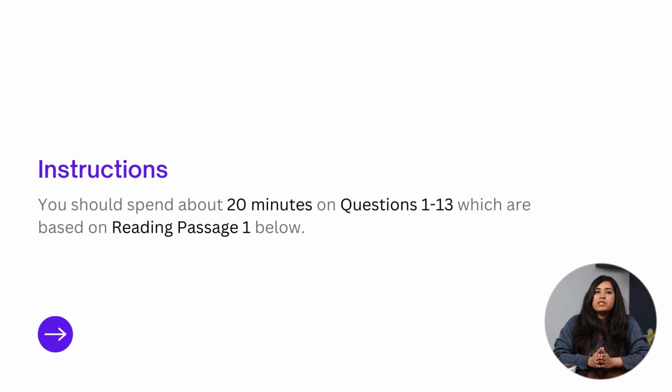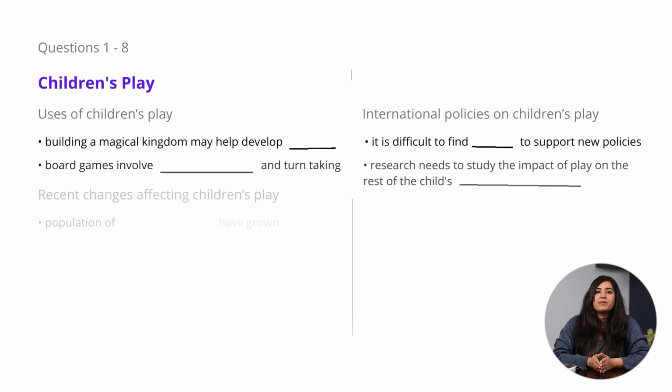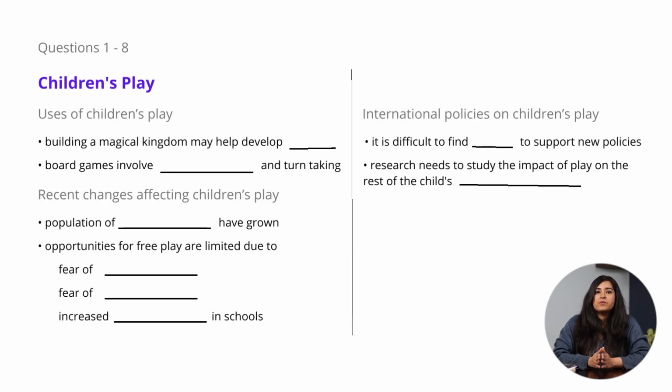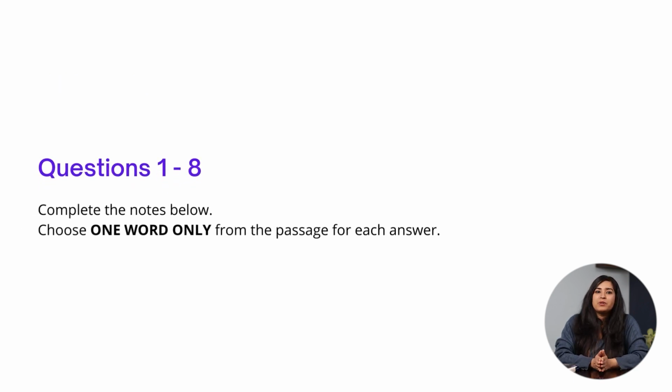It says, you should spend about 20 minutes on questions 1 to 13, which are based on reading passage 1. Alright. Let's look at the questions and the instructions there. The first chunk of questions we have are questions 1 through 8, and the instructions say, complete the notes below. Choose one word only from the passage for each answer. So be mindful here. You're only allowed to write one word taken from the passage. Anything more or not from the passage will be marked incorrect.